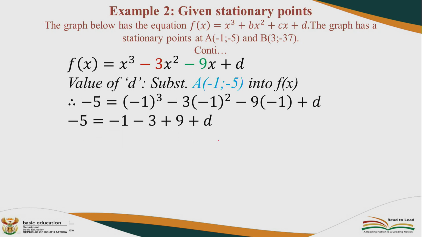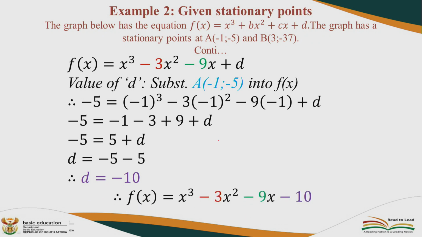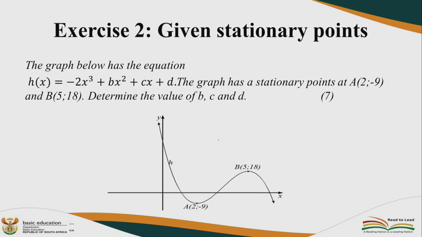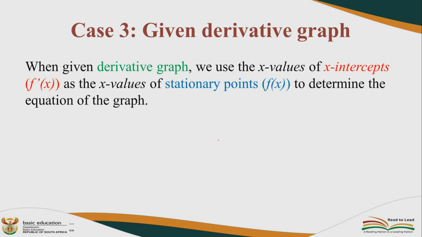I substitute there, I get my D as negative 10. So my full equation now is f of x equal to x cubed minus 3x squared minus 9x minus 10. All right, let's just keep that.